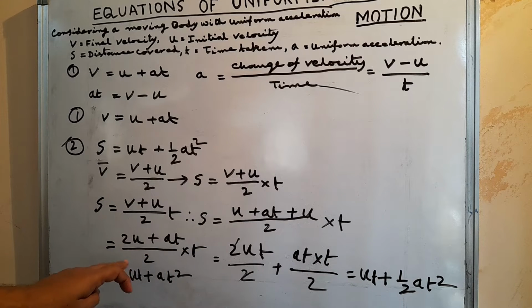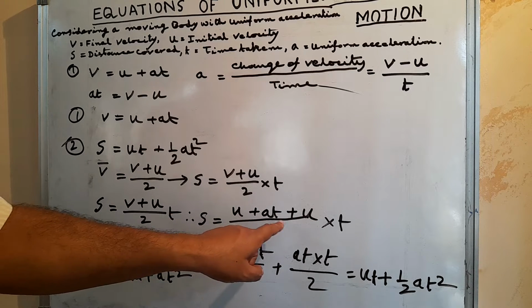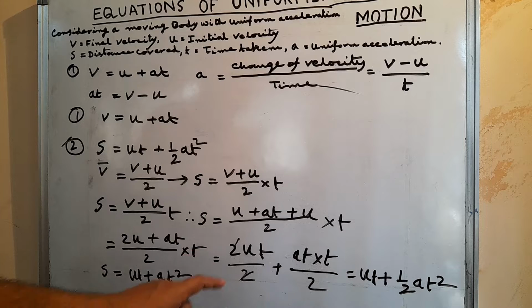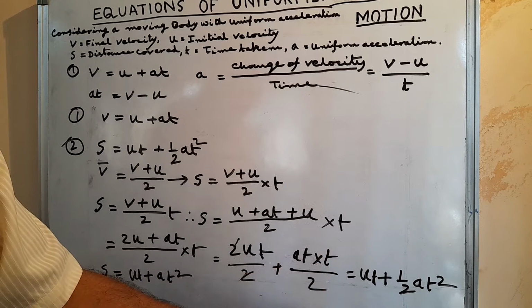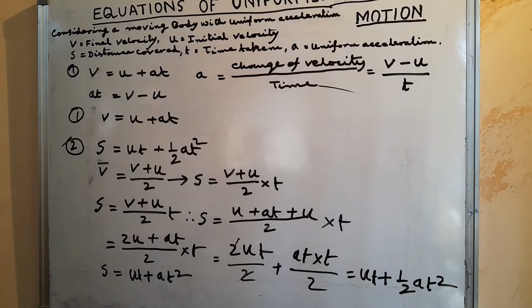So after calculation we get 2u plus at by 2, into t, then 2ut by 2 plus at into t by 2, which will give us ut plus half of at square. This is the second equation of motion.